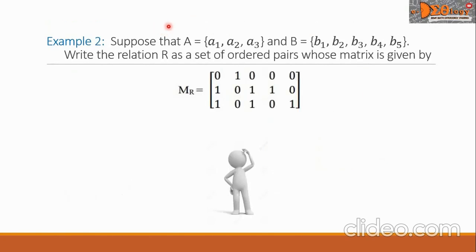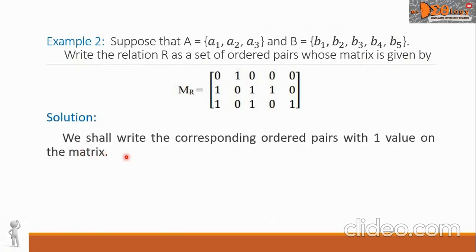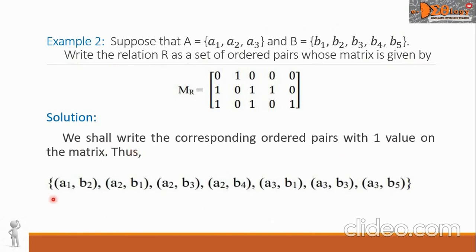Example 2. Suppose that set A equals {a sub 1, a sub 2, a sub 3}, and set B equals {b sub 1, b sub 2, b sub 3, b sub 4, b sub 5}. Write the relation R as a set of ordered pairs whose matrix is given by the matrix here. For our solution, we shall write the corresponding ordered pairs with one value on the matrix. The ordered pairs are here.